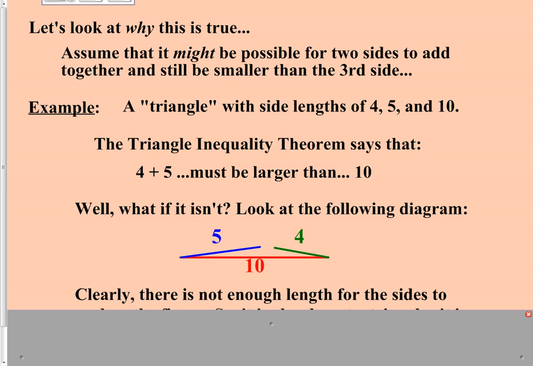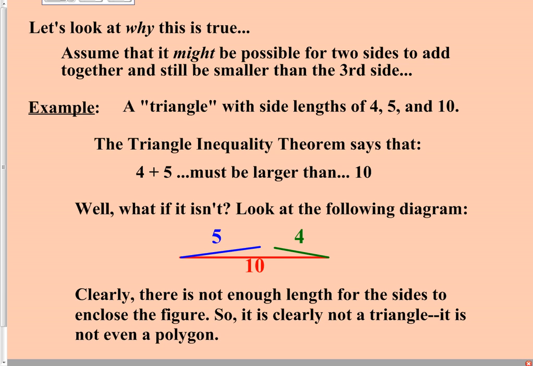Okay, so this is going to cause a fundamental problem. Clearly, there's not enough length for the sides to enclose the figure. As a result, we cannot say that this is a triangle, and we can't even say that it's a polygon at all because it's not an enclosed figure. That's part of the definition of being a polygon, built out of line segments and enclosed. So if it's not even a polygon, definitely not going to be a particular type of polygon. And we'll have a closer look at examples like this in class on Monday.